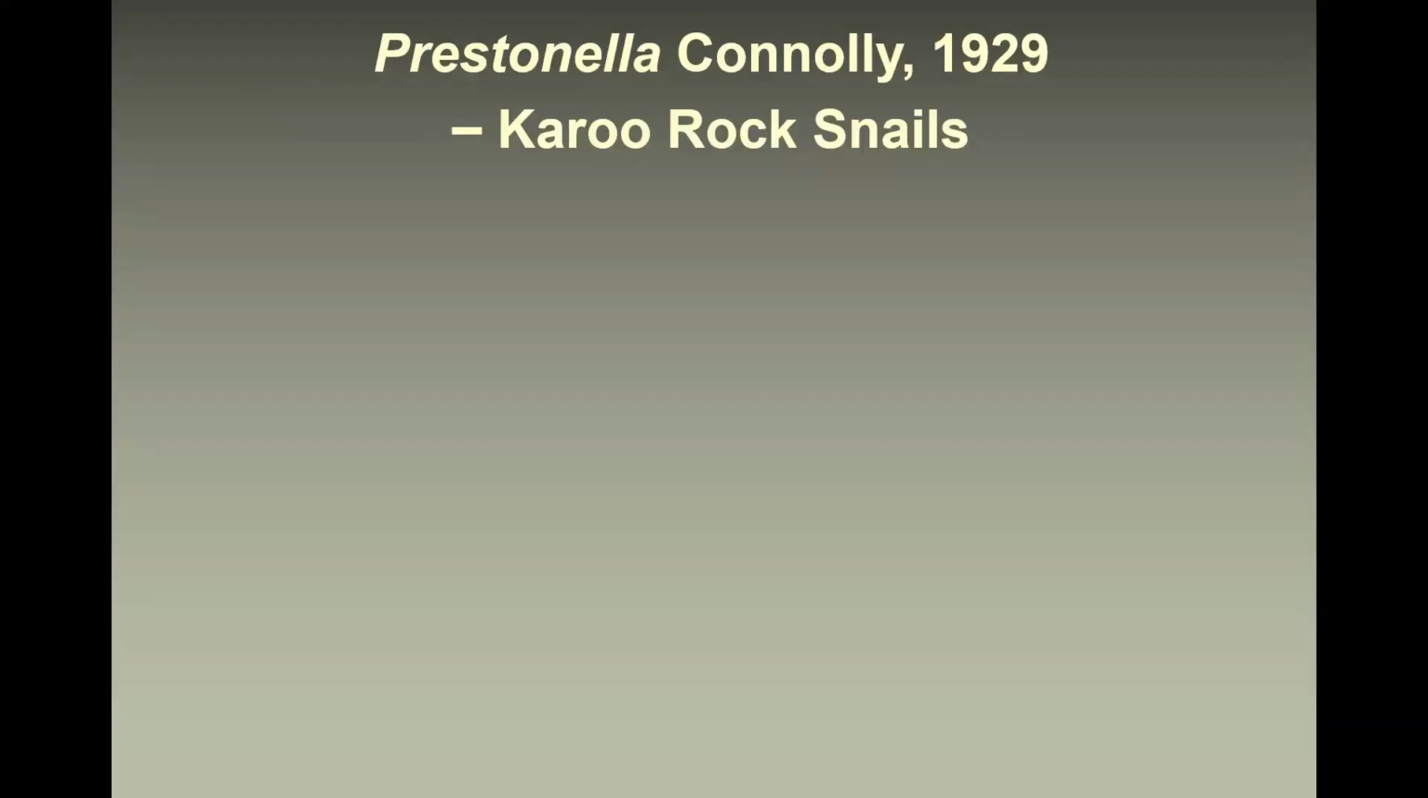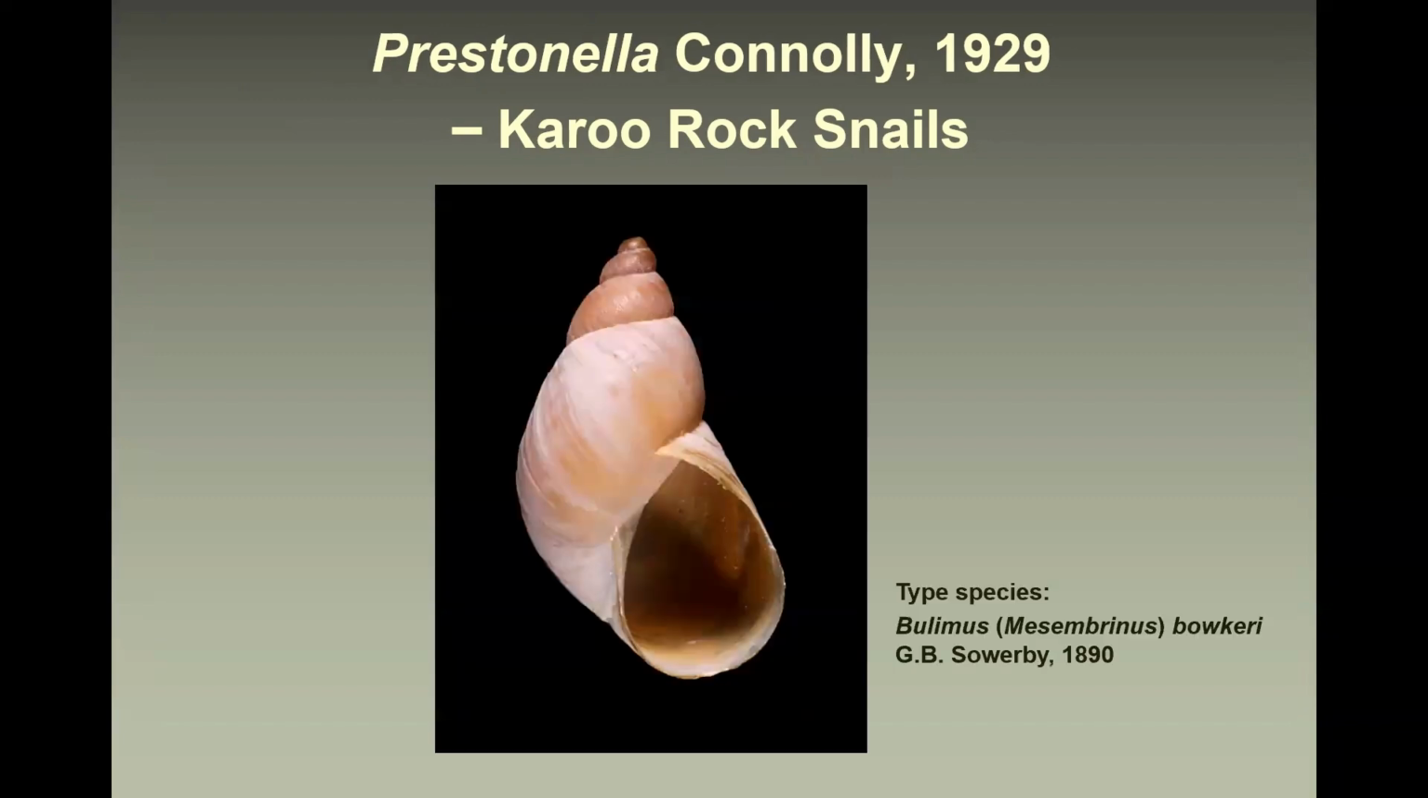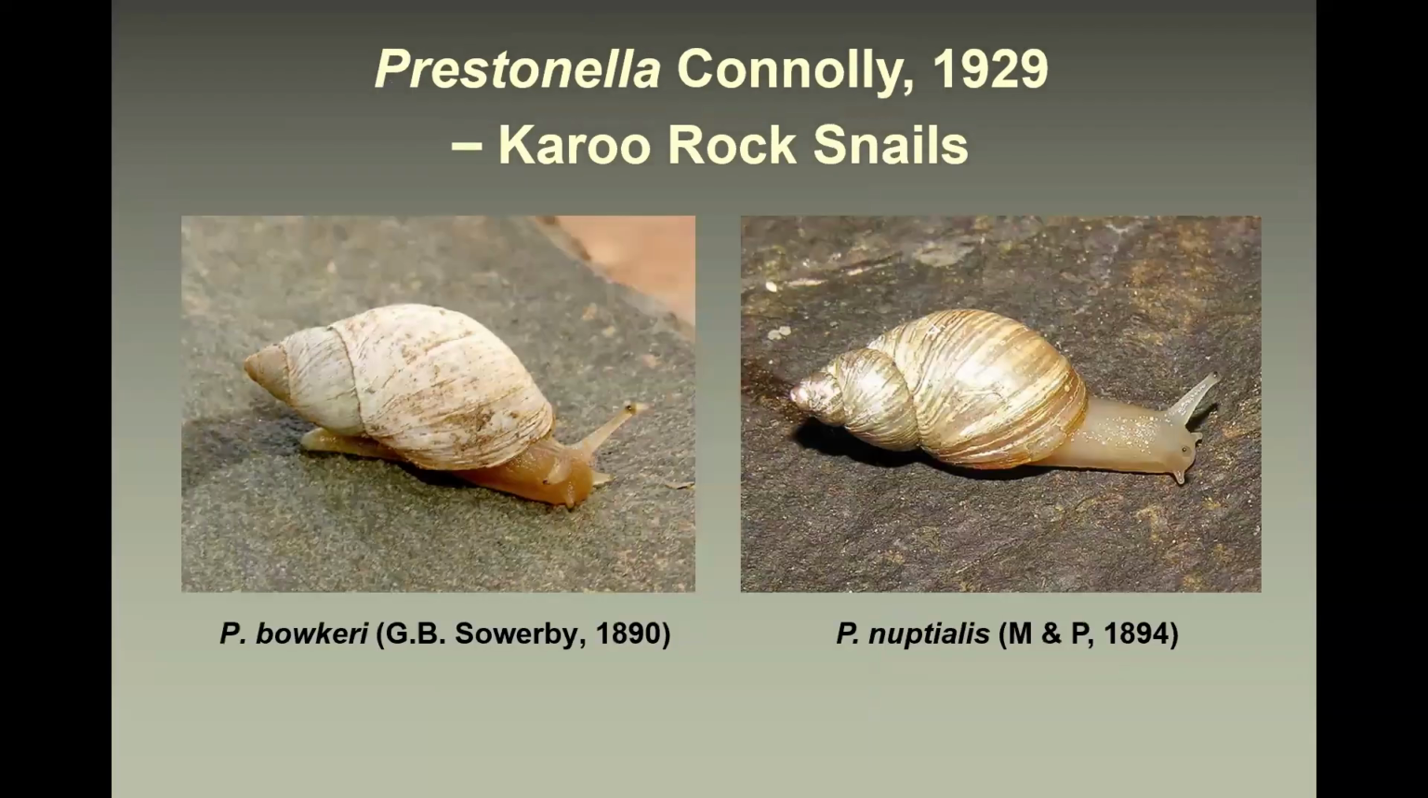Now, moving on to Prestonella, this funny little group of snails that are now known as the Karoo rock snails. They had no common name until recently. This is the type species, initially described as Bulimus bowkeri, now Prestonella bowkeri. A pretty nondescript looking snail. Here are some photographs of living examples. There are three described species. Two of them we found alive. The third one is still a bit of a mystery, but they don't differ from each other particularly much, and they occur in similar kinds of habitat.